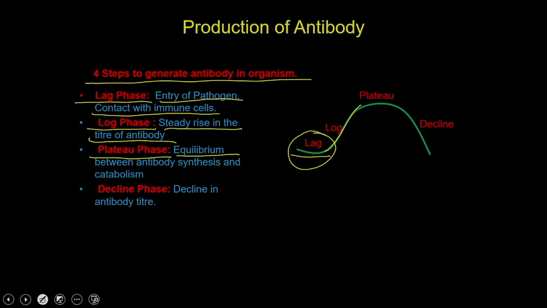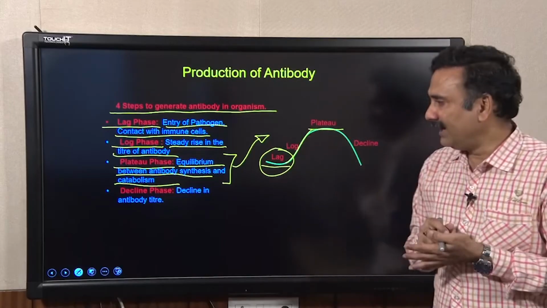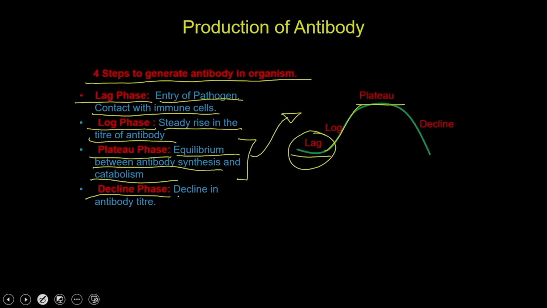The plateau will be the equilibrium between the antibody synthesis as well as the catabolism. So, at this stage the foreign antigen is about to be eliminated from the body, because at this stage the antibody production as well as the antibody which is being bound to the antigen, or which has already been consumed, is going to be the same. That is why the antibody production is going to be constant throughout this region, and then you are going to have the decline phase. So, there will be a decline of antibody titer, which means the antibody production is going to be down.